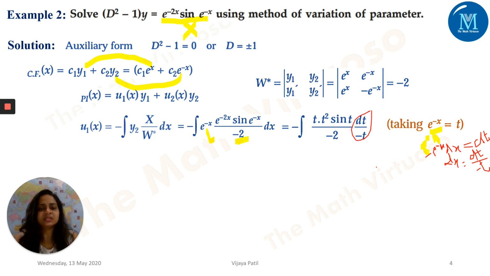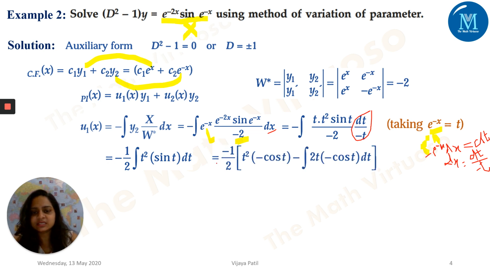So e to the power x, this dx has been replaced as dt upon minus t. And therefore this is equal to minus 1 by 2 integration t square sine t dt, and therefore it's nothing but minus 1 by 2 t square minus cos of t minus integration. So it's just integration by parts using the first function, second function, and so on. Just refer to my video for the integration by parts. You will understand, this is just a very simple one.